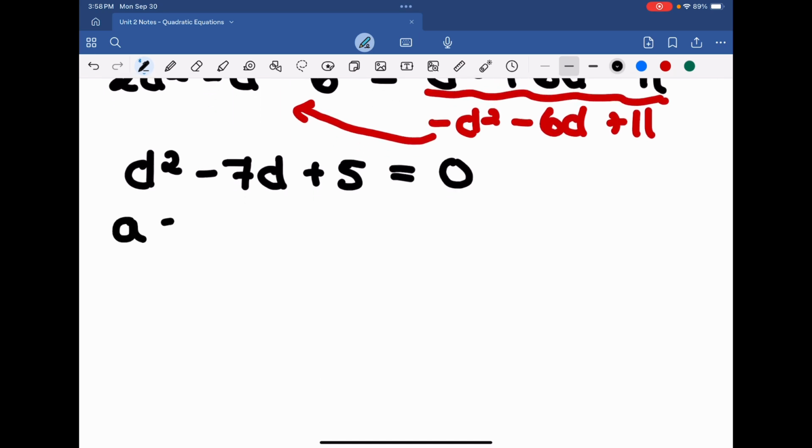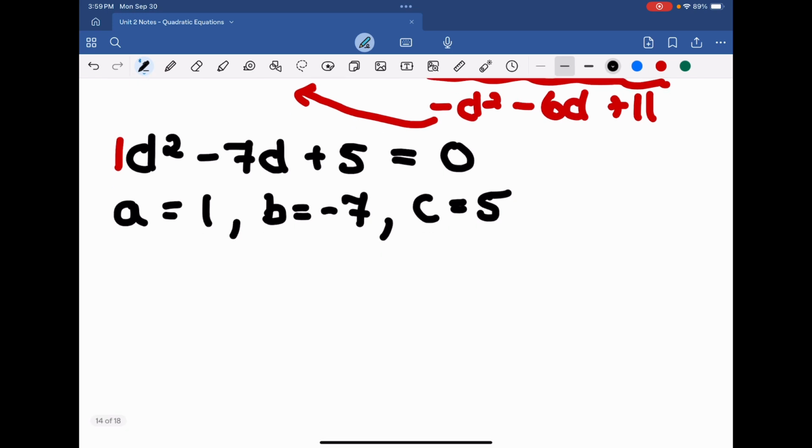Now let's identify our a, b's, and c's. A is equal to 1, because technically the coefficient on this d squared is 1. Then we go on to our c value. C is equal to negative 7. Not C, sorry, B value is equal to negative 7. C value, which is over here, is going to be equal to our positive 5.